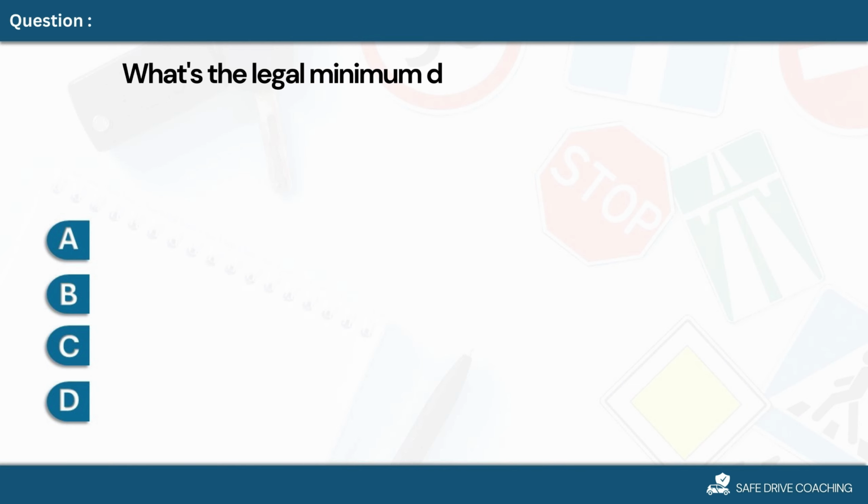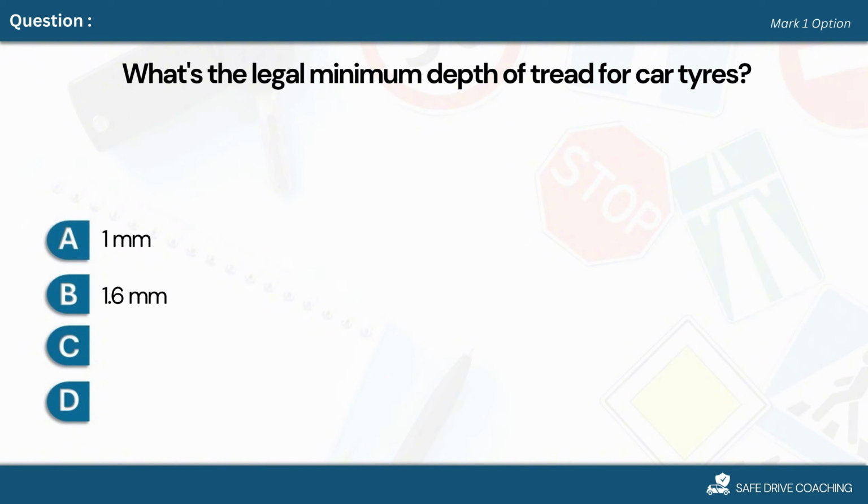What's the legal minimum depth of tread for car tires? A. 1 mm, B. 1.6 mm, C. 2.5 mm, D. 4 mm. The correct answer is B. 1.6 mm.